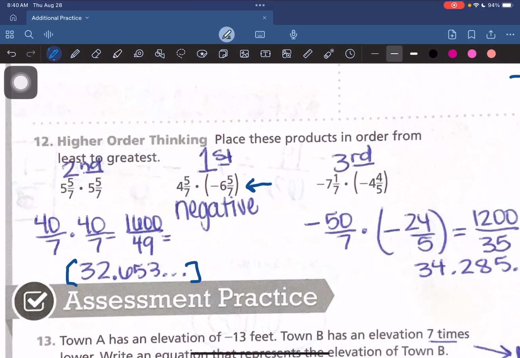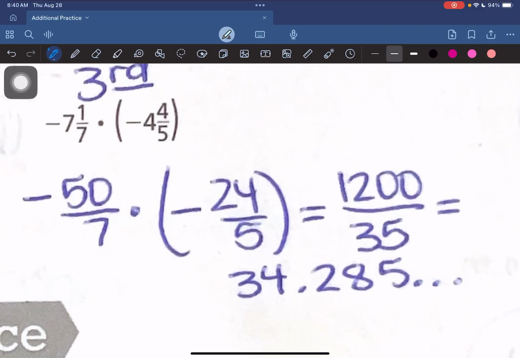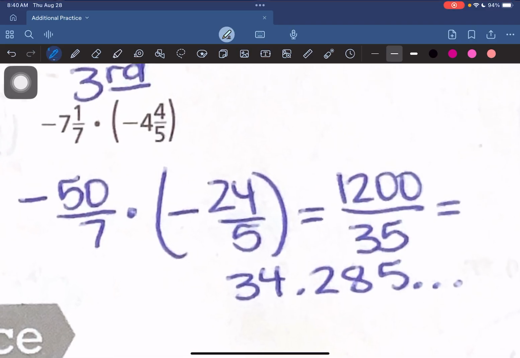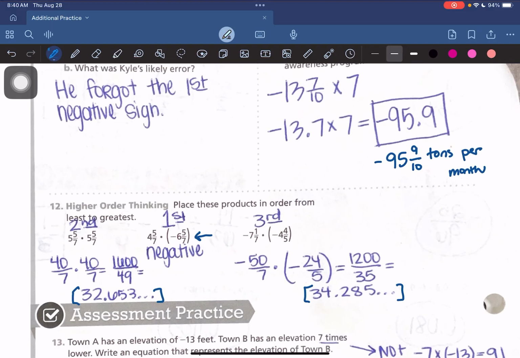We could just use common sense and be like, well, that one's negative, that's going to be least, right? So that's the least. Then we have the second as the first one, and then the third one we worked out as well because we know that this one is also going to be positive. So we're going to have to compare it with that first answer. Negative 50 over 7 times negative 24 over 5 gives us 1,200 over 35. When we do the long division, or the division in our calculator, we get 34.285, and those decimals go on and on. So when we're comparing, this is a number that has a 32 as a whole number. This number has a 34, so this one would be the greatest.